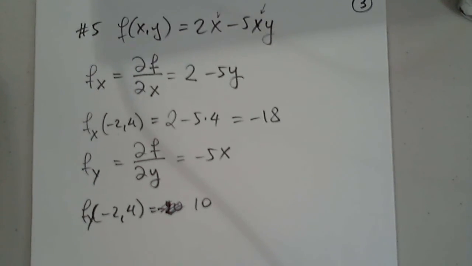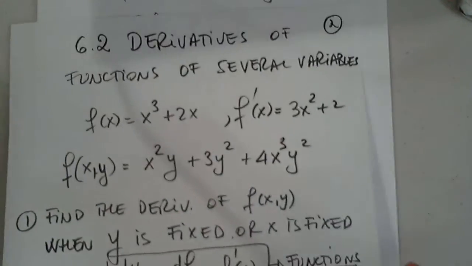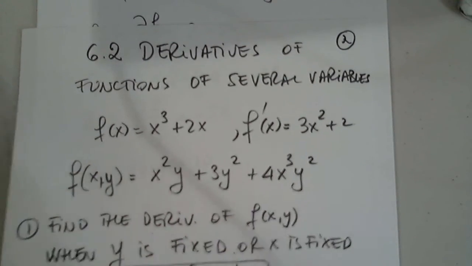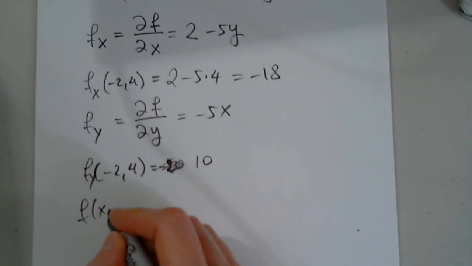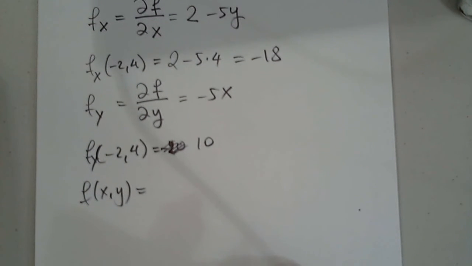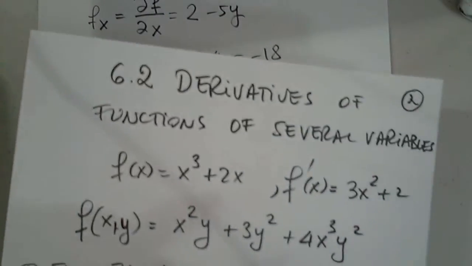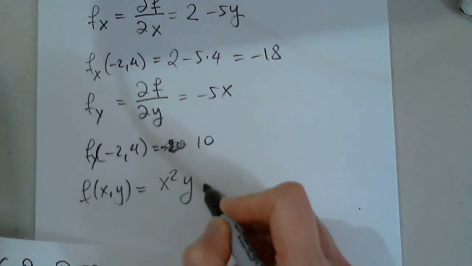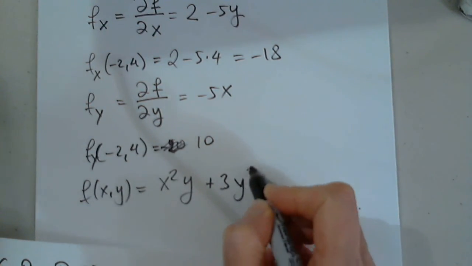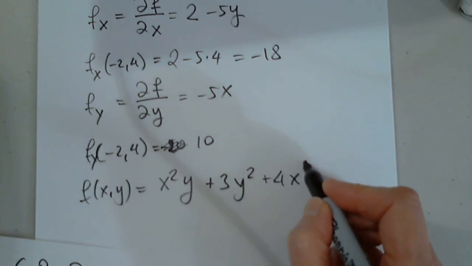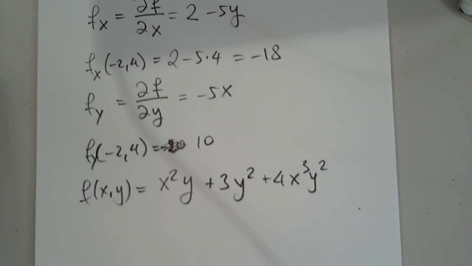Okay, let's go back to this one, which is way more involving, right? So I'm going to copy it. Or if you want to make one up. Does anyone want to make one up? This one's good. Okay, very good. So I'm going to copy it. So it's x squared y plus 3y squared plus 4x cubed y squared.